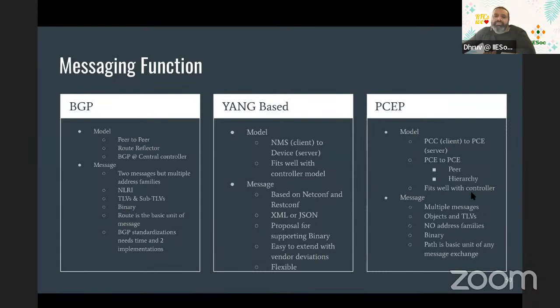PCEP is similar to BGP, but the difference is we actually have multiple types of messages. We rely on objects and TLVs. We don't have any address family, so that does complicate our message parsing a little bit as compared to BGP. We are binary, and the key unit for PCEP messages is actually the path.